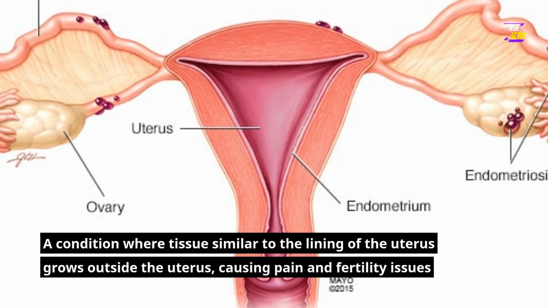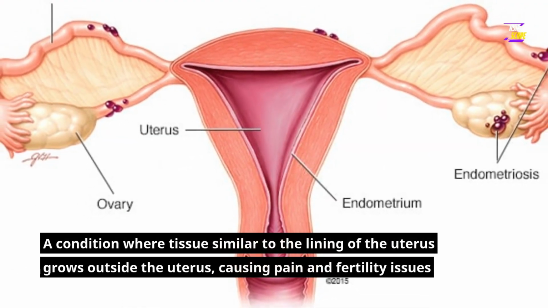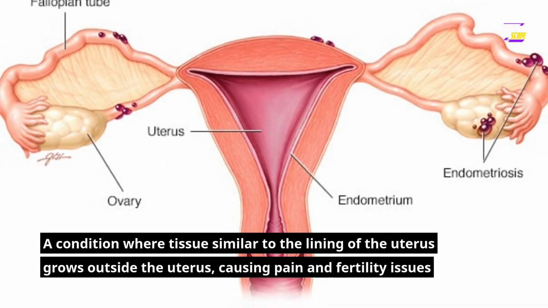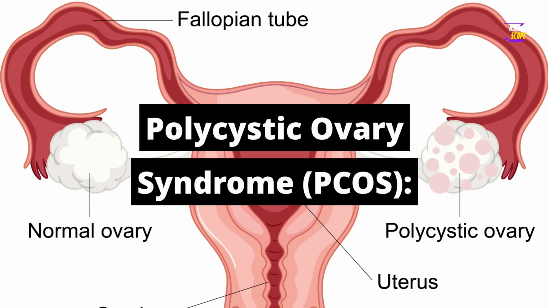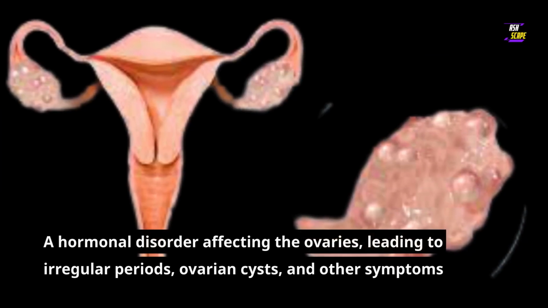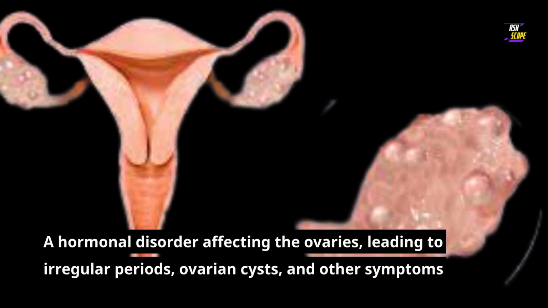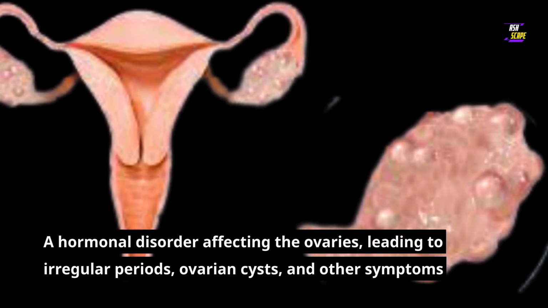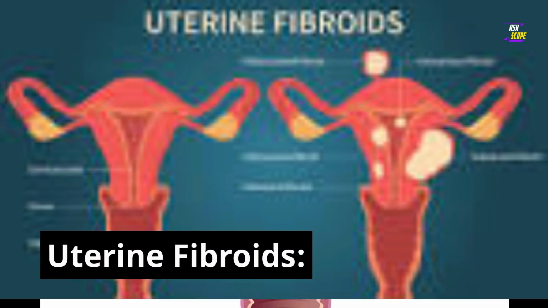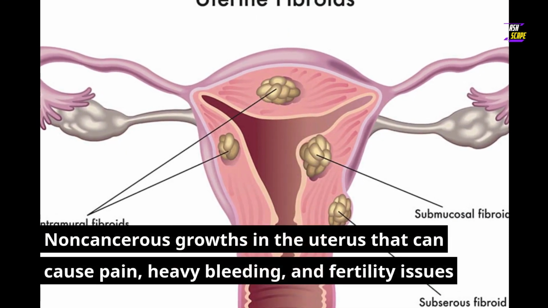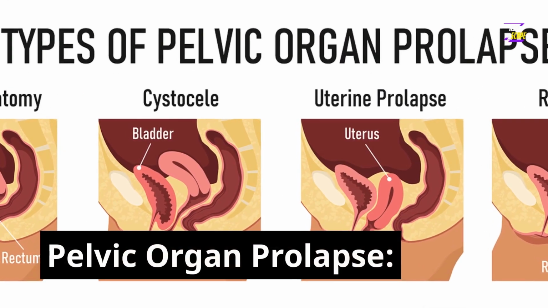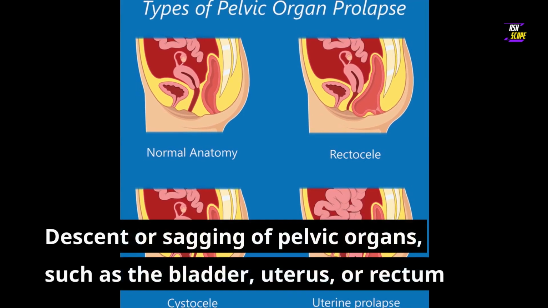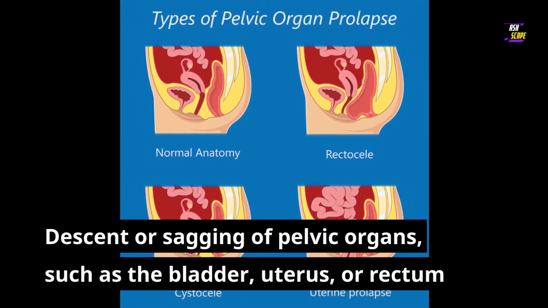endometriosis, a condition where tissue similar to the lining of the uterus grows outside the uterus, causing pain and fertility issues. Polycystic ovary syndrome, PCOS. A hormonal disorder affecting the ovaries, leading to irregular periods, ovarian cysts, and other symptoms. Uterine fibroids. Non-cancerous growths in the uterus that can cause pain, heavy bleeding, and fertility issues. Pelvic organ prolapse. Descent or sagging of pelvic organs, such as the bladder, uterus, or rectum.